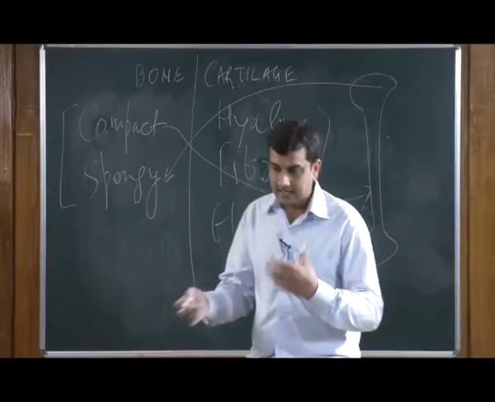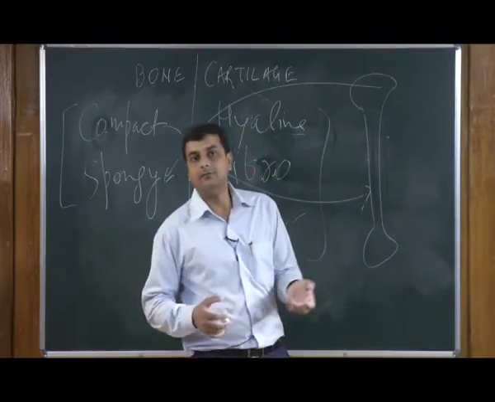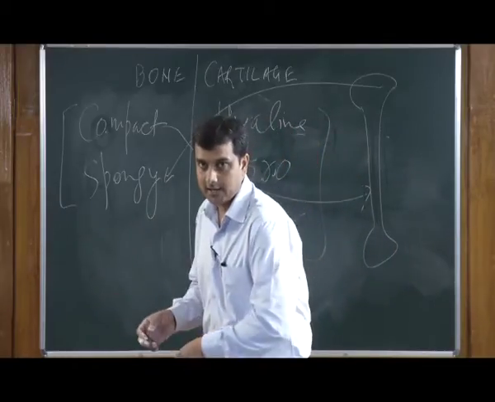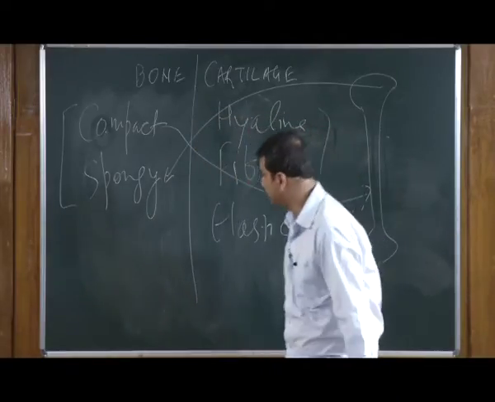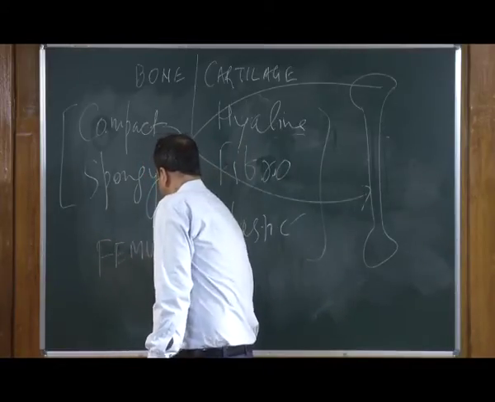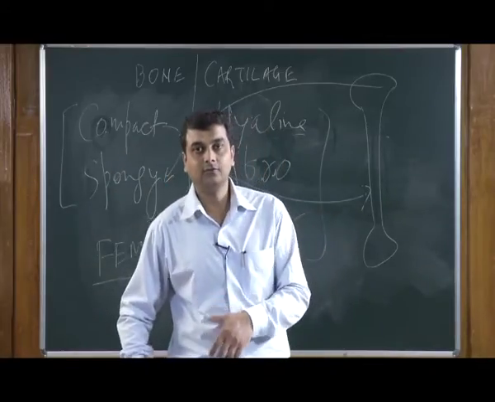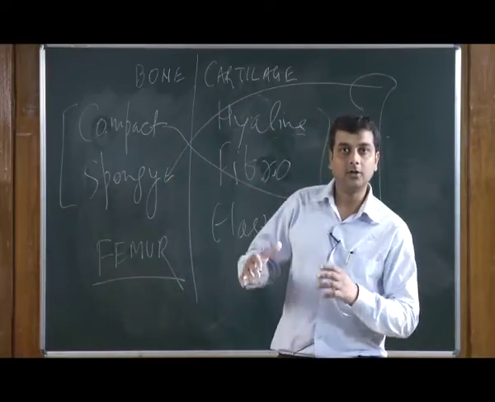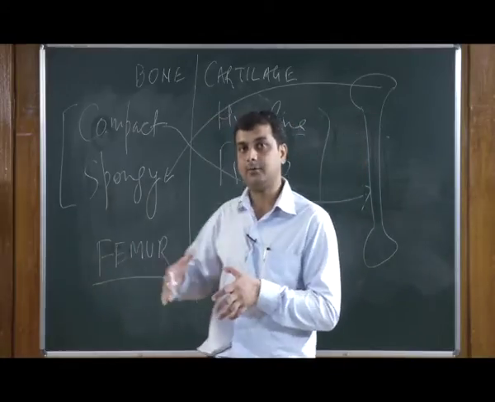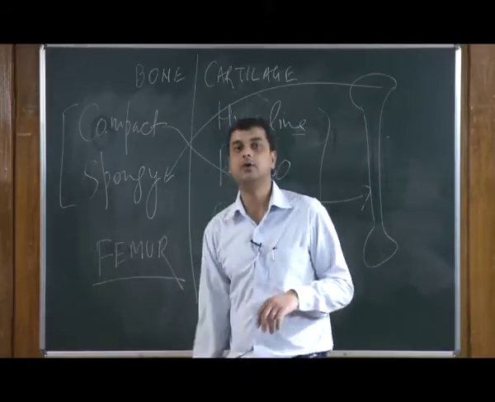Now, since we started with bones and cartilage, many times people are fascinated about asking which one is the biggest bone in the body. The biggest bone in the body is the femur. The femur is the long bone in the leg. The top region of the leg, the first half of the leg, is called the femur. It is the longest bone in the human body.